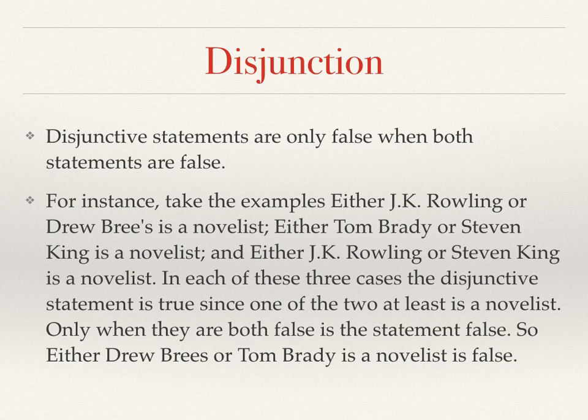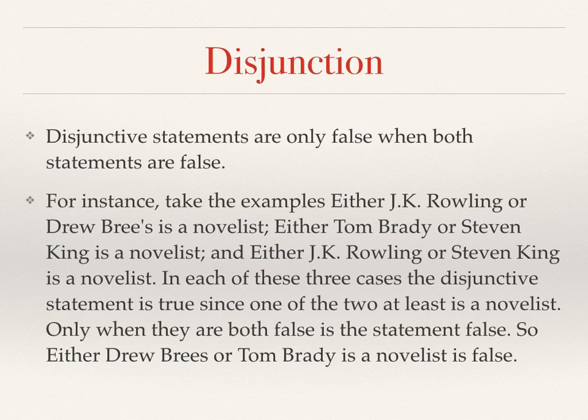Okay, now the disjunction. Disjunctive statements are only false when both statements are false. So for instance, take the example of either J.K. Rowling or Drew Brees is a novelist. Again, the Keynote app is auto-correcting Drew Brees to a possessive, but you and I all know we're talking about Drew Brees, the quarterback. So take either J.K. Rowling or Drew Brees is a novelist, or either Tom Brady or Stephen King is a novelist, and either J.K. Rowling or Stephen King is a novelist.